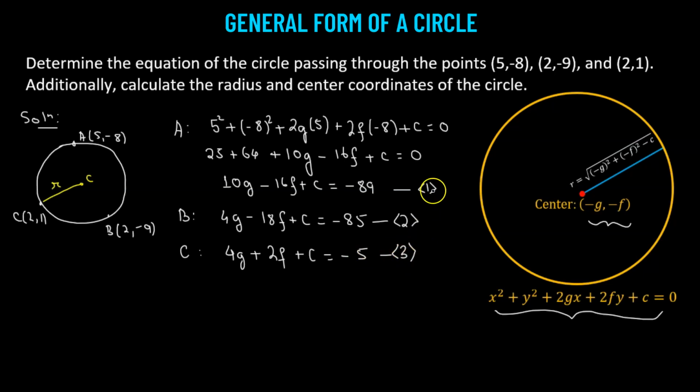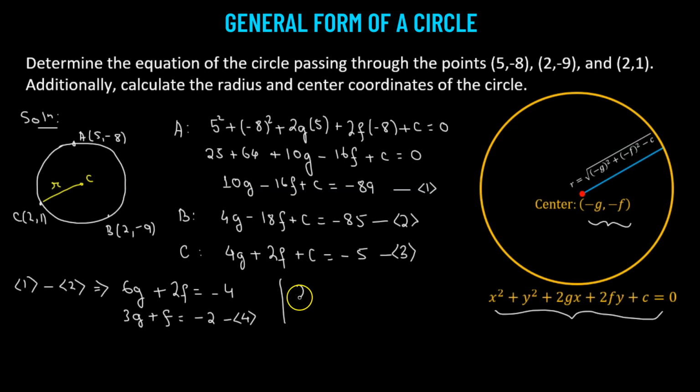So now we have three equations, 1, 2 and 3. That's a linear simultaneous system with 3 unknowns g, f and c. So let's try to find the values. First, we will begin by subtracting equation number 2 from equation number 1. So we have 10g minus 4g, that's 6g. Then we have -16f minus (-18f), so we get positive 2f, equals -89 minus (-85), so we get -4. What we can do is factor out 2 from each of the terms, so we get 3g plus f equals -2. We're going to label this as equation number 4.